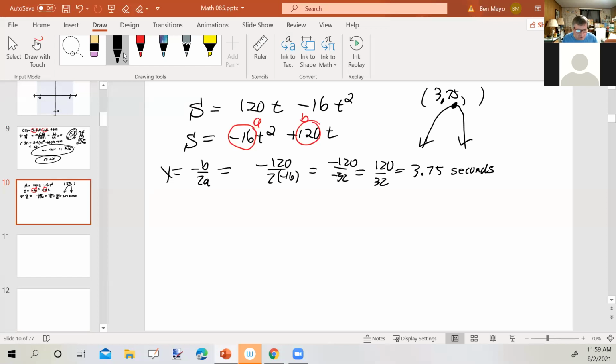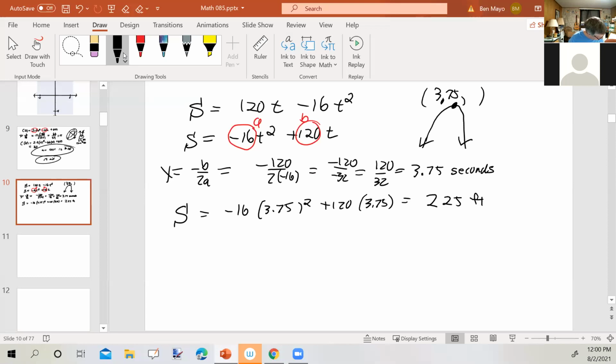Okay. What is its maximum height? Well, we need to plug the time in for t to find s. But again, basically we're finding the vertex. Negative 16, 3.75 squared plus 120 times 3.75. And it's calculator time. Negative 16 times 3.75 squared plus 120 times 3.75. And I'm getting 225 feet.